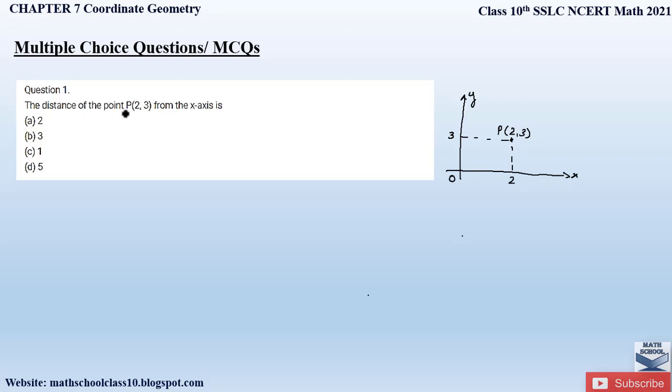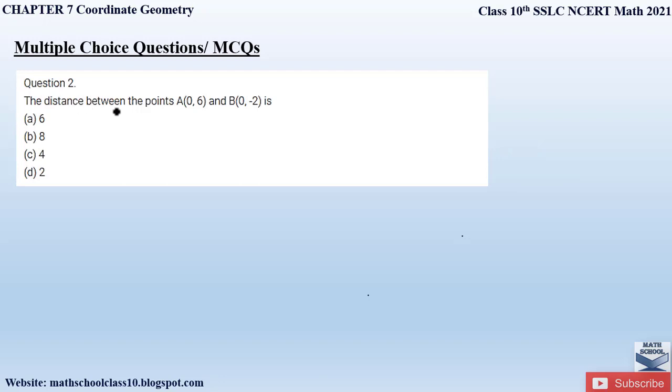Now they are asking us to find out the distance of this point P from x-axis. So this distance we have to find out. So what is this distance? This distance is equal to, it is from 0 to 3. So this distance is nothing but 3 units. So always whenever they ask you the distance of a point from x-axis, then the answer will be our y coordinate, right? Similarly, if they ask the distance from the y-axis, the answer will be our x coordinate. So here our correct option is option B.